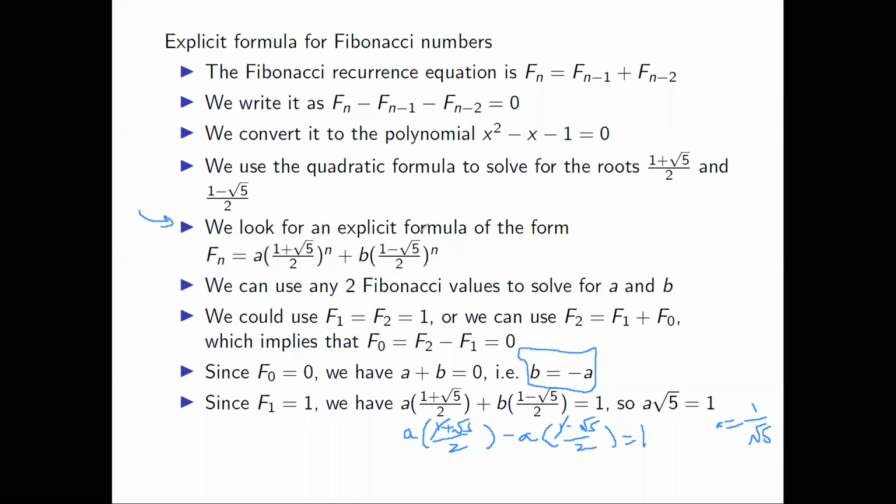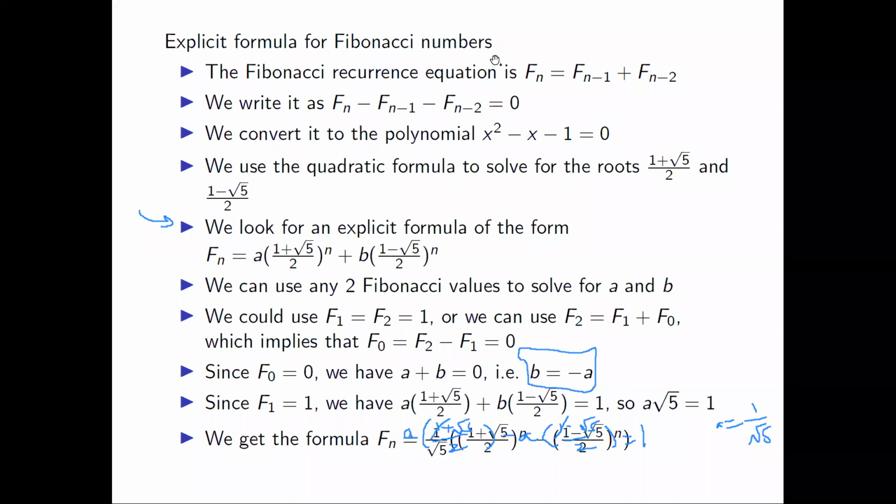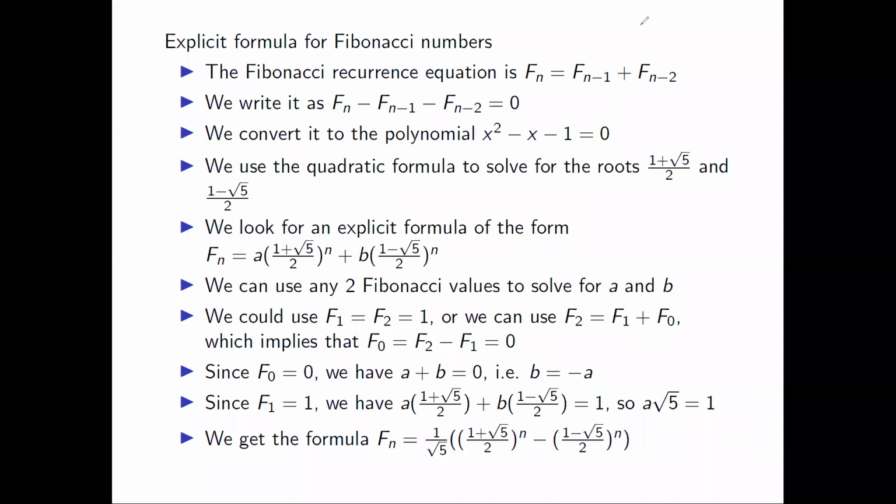And then what does that give us? Well, for our formula, we should probably clear that. So when we throw in the a there, we get 1 over the square root of 5 times 1 plus square root of 5 over 2 to the n. And then our b was minus 1 over the square root of 5. And then that times 1 minus the square root of 5 over 2 to the n. And we can just pull the 1 over the square root of 5 out. And we can write it as the difference of 1 plus the square root of 5 over 2 to the n and 1 minus the square root of 5 over 2 to the n, times that 1 over the square root of 5.